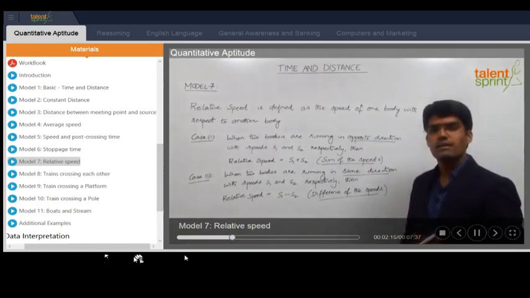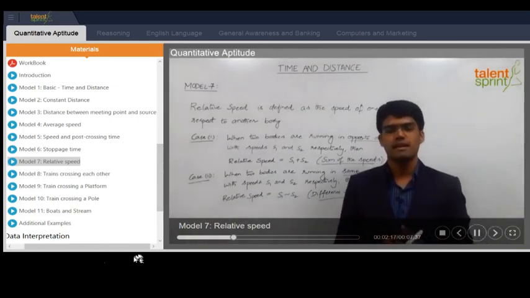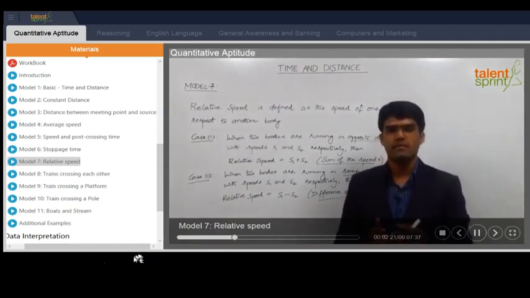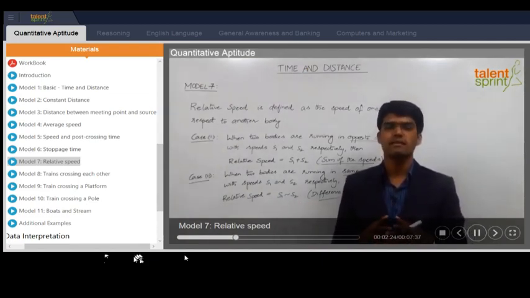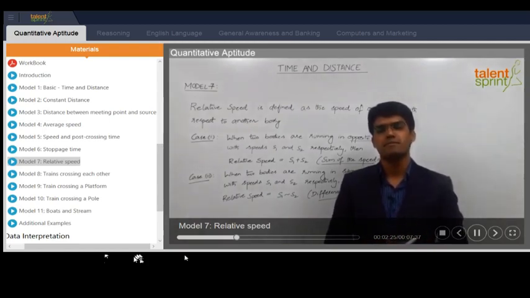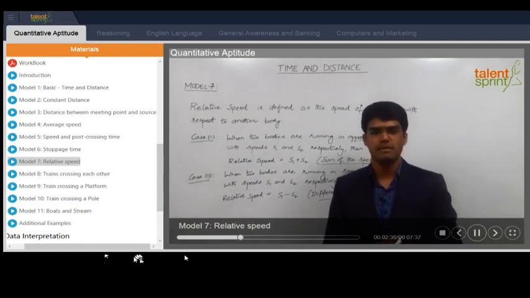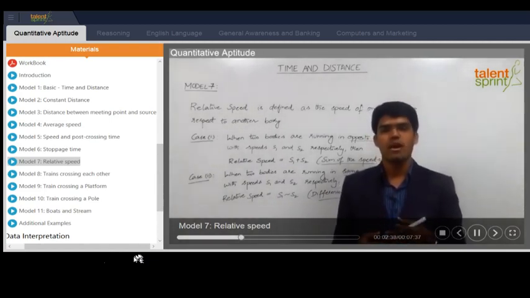The simple point here is when two bodies run in same direction, the relative speed there should be taken as the difference of their speeds. And when two bodies run in the opposite direction, there the relative speed should be taken as the sum of their speeds. For example, let us assume that two trains are running in opposite directions on two different tracks with the speeds of 40 kilometers per hour and 60 kilometers per hour respectively. So the relative speed of one train with respect to the other train is given as sum of their speeds because they are moving in opposite direction.